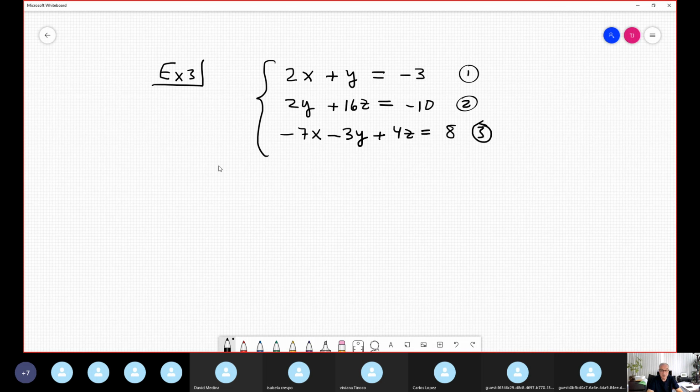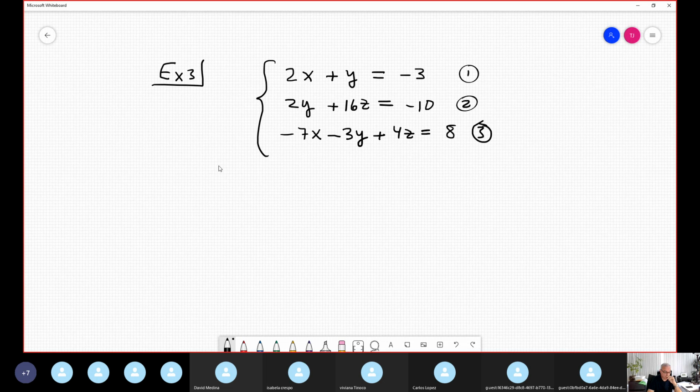Okay, sometimes we have a missing variable. For example, the equation 1, by the way, it's a plane also, no? Z is missing. In equation 2, X is missing. In equation 3, no. Everything is present, X, Y, and Z. But you don't worry about this. You manipulate exactly the same.